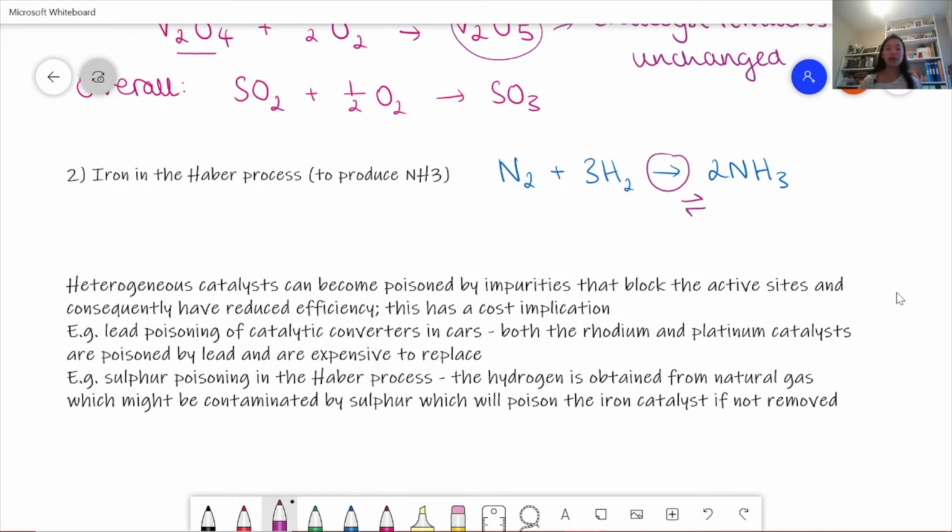And the second example we have is sulfur poisoning in the Haber process. The hydrogen, which goes into making the ammonia, is obtained from natural gas, and it might be contaminated with sulfur. The sulfur will poison the iron catalyst if it's not removed, and that's also very expensive to replace. So we need to remember lead poisoning of catalytic converters and sulfur poisoning in the Haber process.